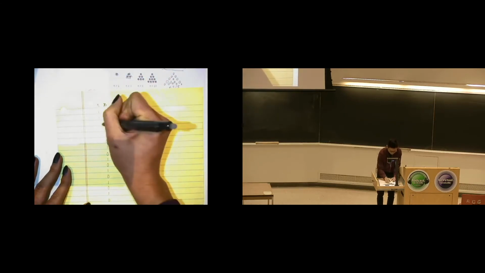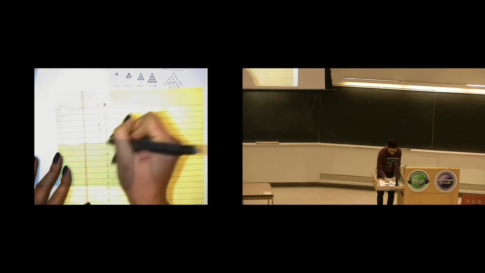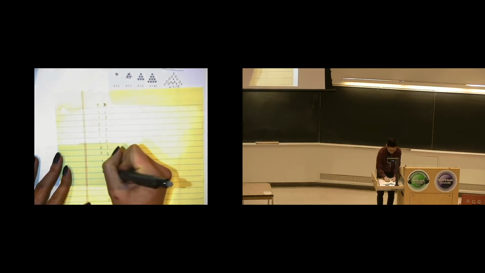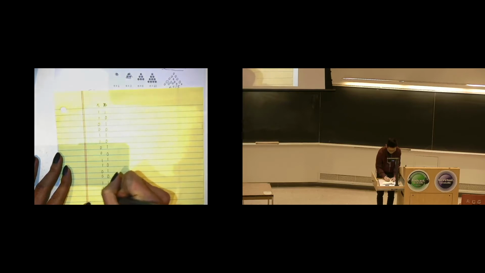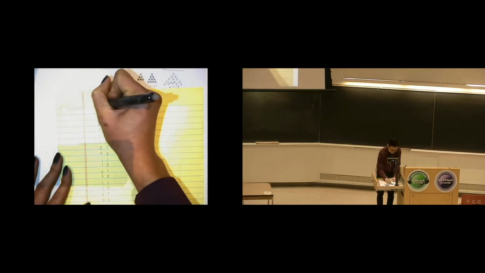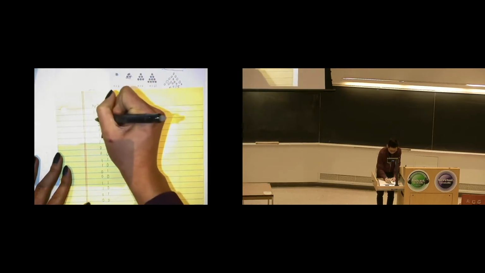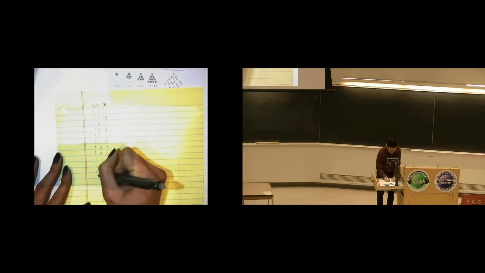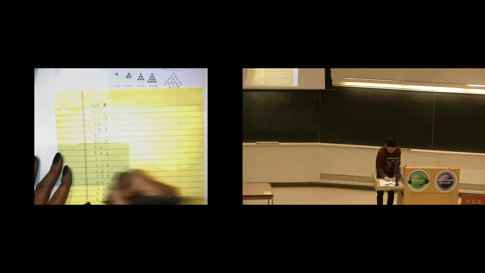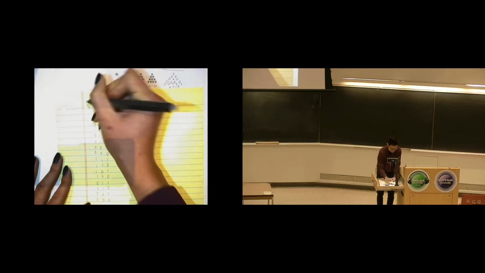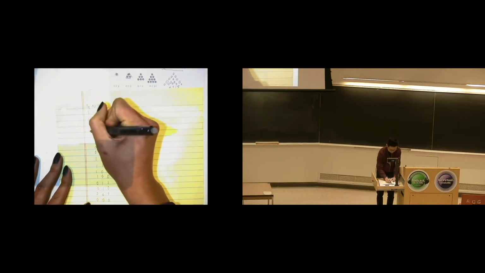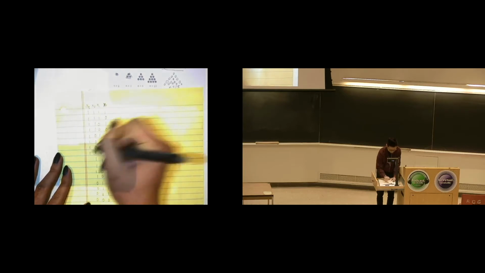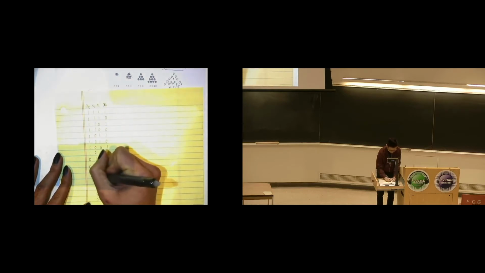And x1 is alternating by 2, so 1, 1, 0, 0, 1, 1, 0, 0, 1, 1, 0, 0, 1, 1, 0, 0. Okay, this is x2 alternating by 4, so 1, 1, 1, 1, 0, 0, 0, 0, 1, 1, 1, 1, 0, 0, 0, 0. And x3, 1, 2, 3, 4, 5, 6, 7, 8, 1, 2, 3, 4, 5, 6, 7, 8.